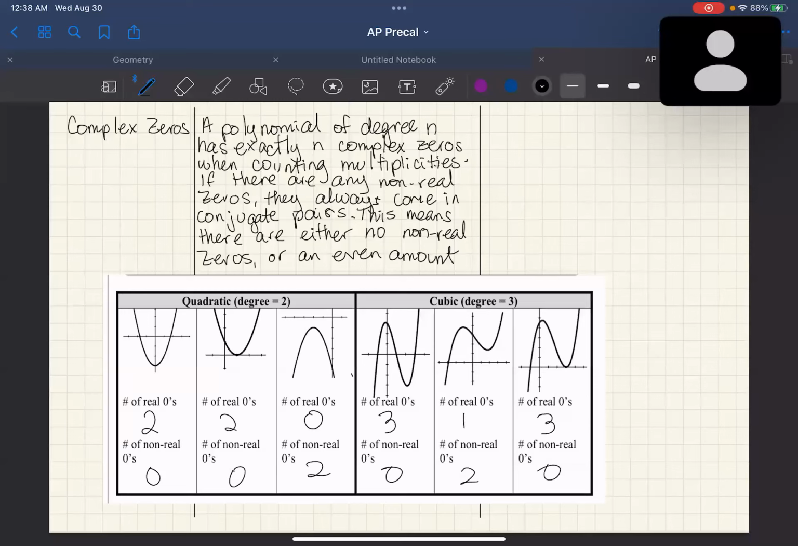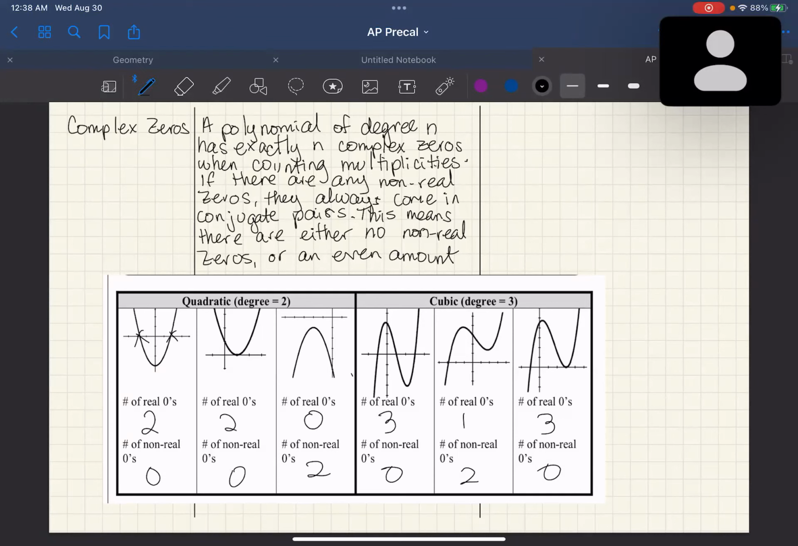Now, I have here a chart. In this first one, we have the quadratic, degree of 2. I have a regular function. It hits the graph twice. So I have 2 real numbers in a quadratic. So let me give you the hint.